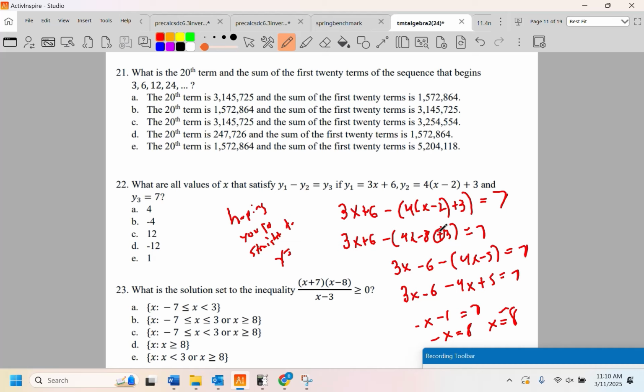Well, I'm like not doing so hot here lately. Maybe I should be taking a break. 3x. Why did that become negative? There's my issue.